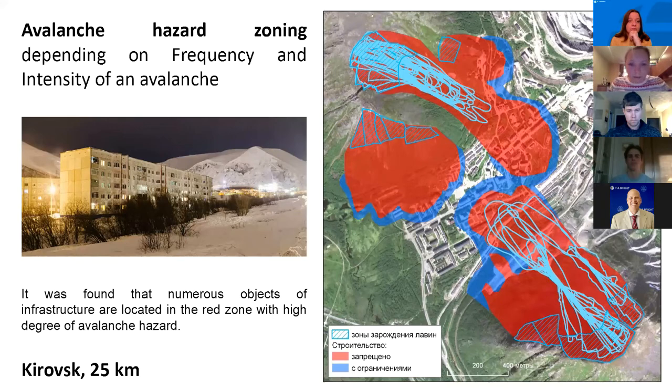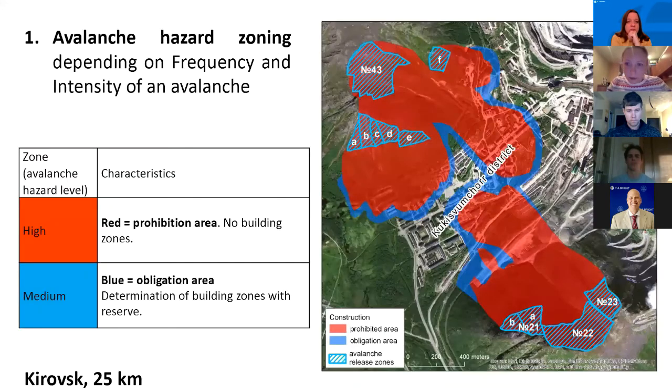And so, what do we have? We have a red zone and we have a blue zone. In the red zone, buildings should not be built according to the Swiss approach, but they were built according to the Russian approach. And we can see the blue zone, where there should be special restrictions on the construction of new buildings.